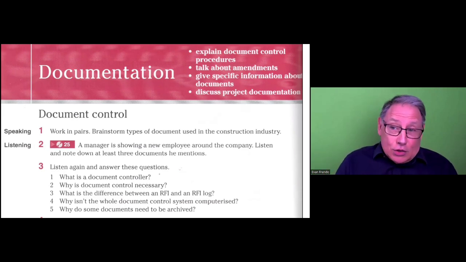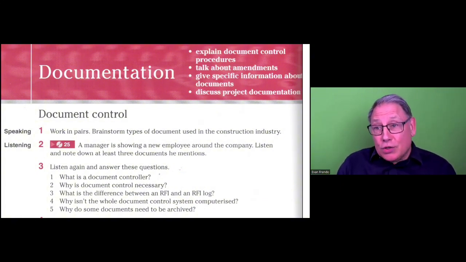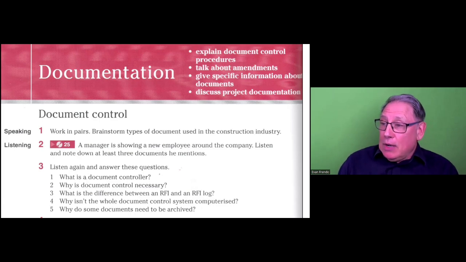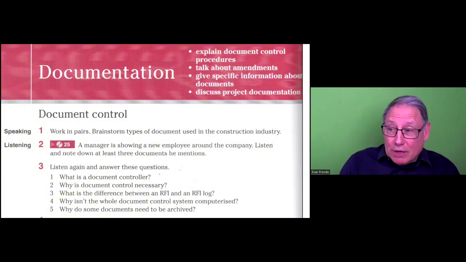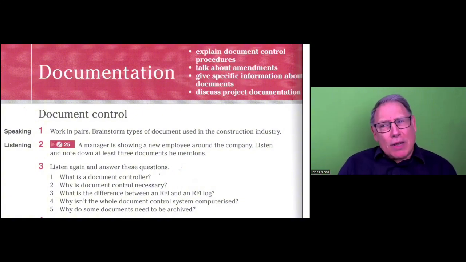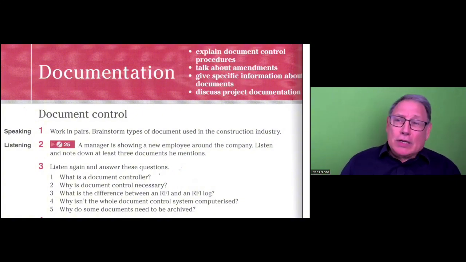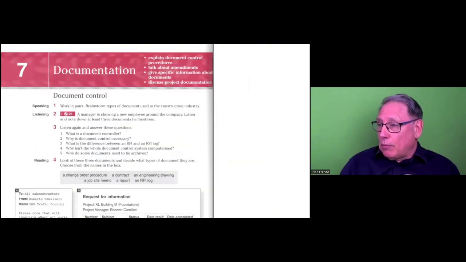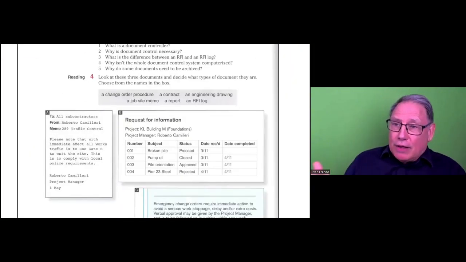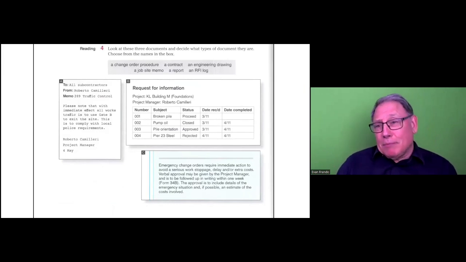We start that it has a topic, documentation. So we're talking about documents and how people organize documentation in the company. And we do things like we brainstorm types of documents, and then maybe we'll have some listening activity where we listen to something and pick out names of documents. Then we listen again and have some questions about what was in the listening text. And then maybe we'll have another exercise where we look at some documents and try and identify which sort of document they are within this context.